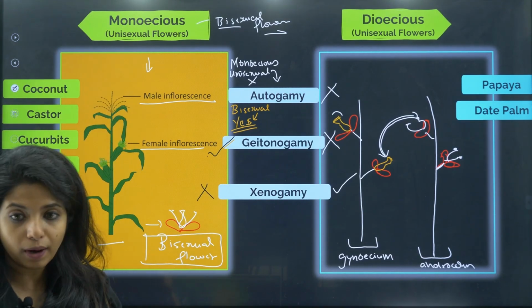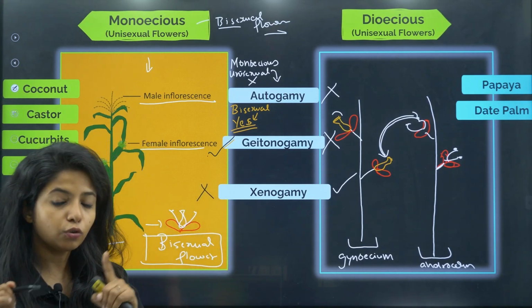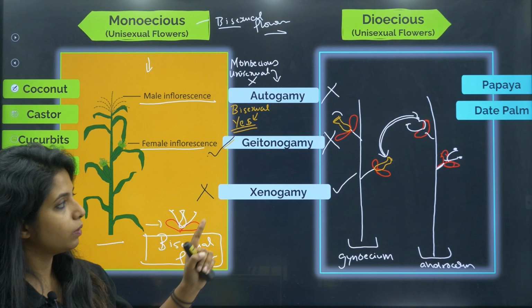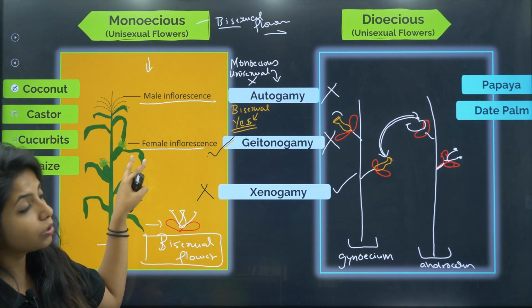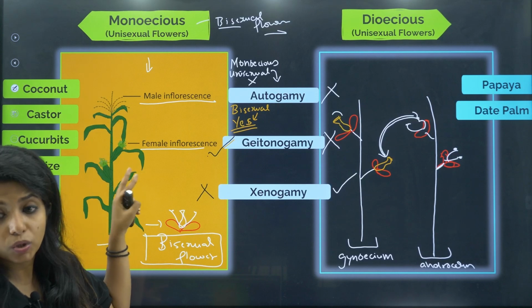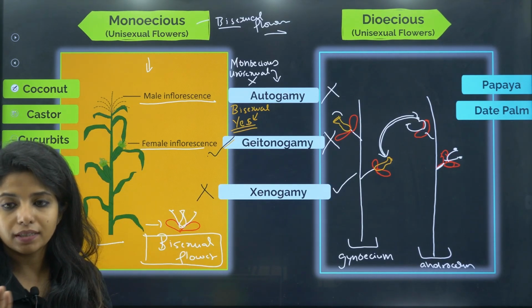Now, if you have two monoecious plants, then xenogamy can be possible. If there are two plants, then xenogamy can be possible, but over here there is only one plant with two inflorescence. You cannot expect xenogamy to take place because xenogamy has to take place between two plants. Okay, I hope this is clear.